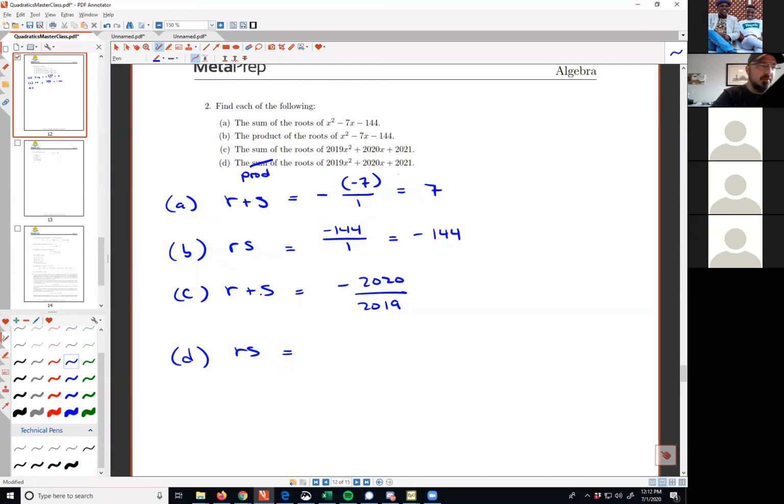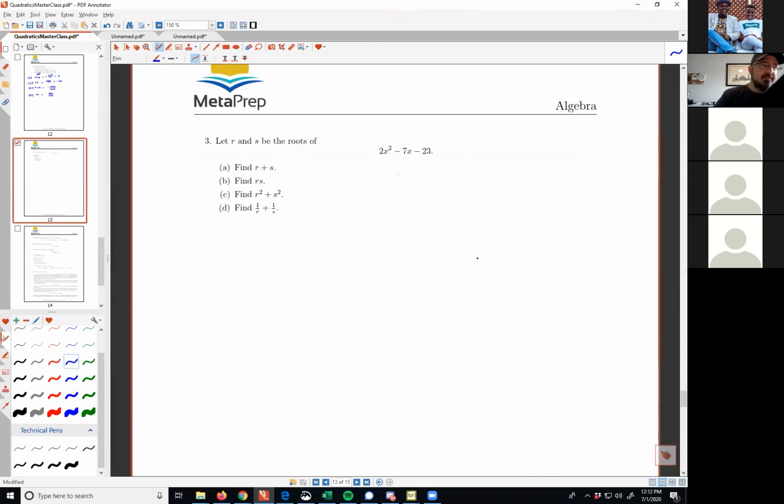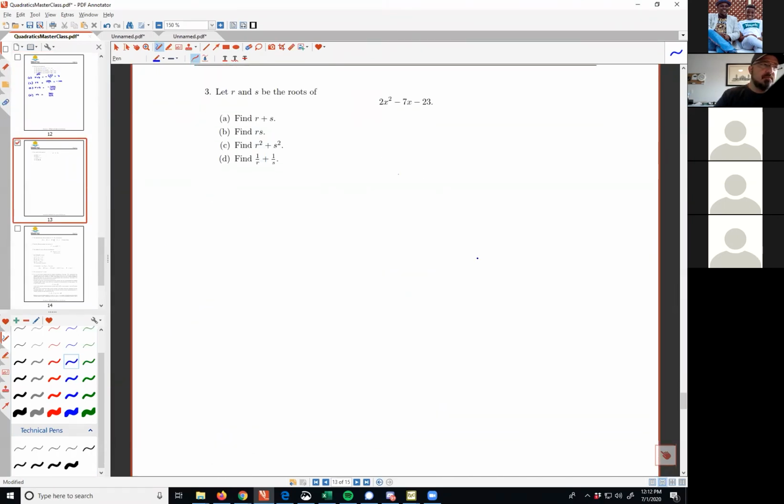What is the product of the roots? It's negative C over A, right? It's C over A. Oh. Negative B over A is the sum, C over A is the product. So now let's do some slightly creative stuff. R and S are the roots of that quadratic. What's R plus S?